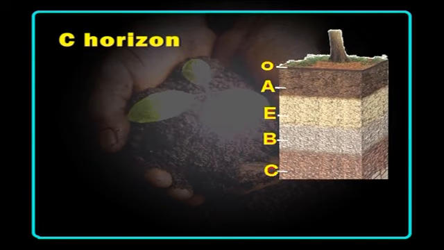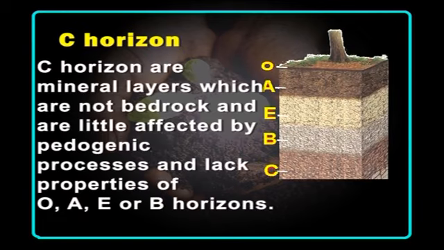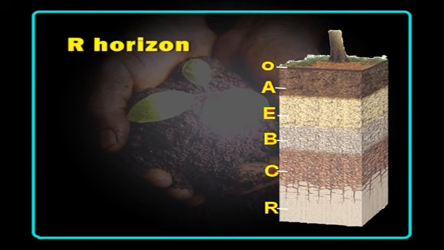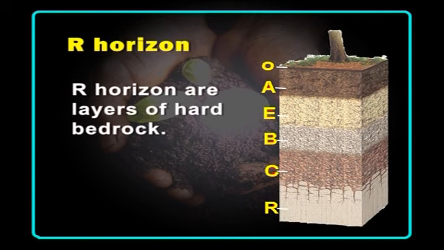The C horizon. C horizons are mineral layers which are not bedrock and are little affected by pedogenic processes and lack properties of O, A, E or B horizons. The material of C layers may be either like or unlike that from which the overlying soil horizons presumably formed. R horizons. R horizons are the layers of hard bedrock.